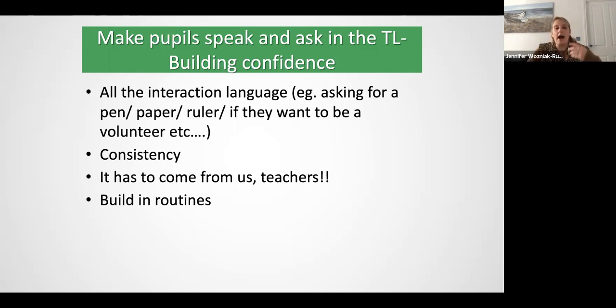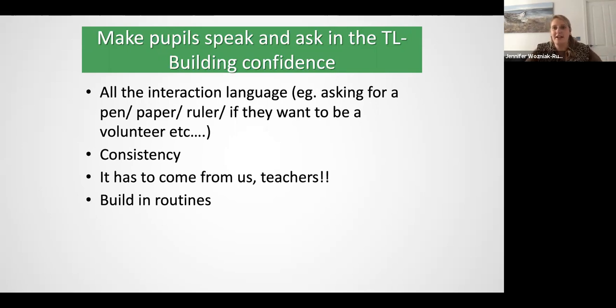But I think I've put as my second bullet point consistency, because to me, consistency is key. So if you expect students to say certain things in the target language, then don't let them say those things in English. And it can be so easy sometimes, if someone says, oh, miss, can I have a piece of paper? To just give that piece of paper. But actually, if we know that they know how to say it in the target language, why should we not ask them?